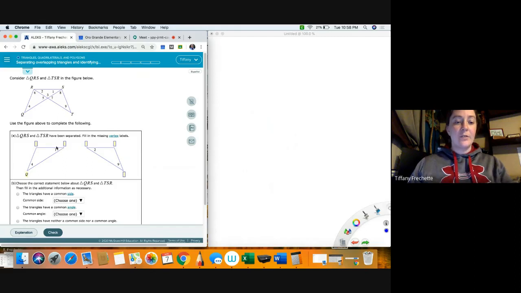And then we're looking for 1. So if I know it's QRS, I'm going to look at Q. R doesn't have a 1 by it, but S does. So I'm going to write S. And then I know the other one has to be R because those are the 3 letters I'm using. All right, so for this one, it tells me that it's TSR. So if I'm looking for angle 2, then I go to angle 2. Well, that's right by R here. So I'm going to write R. And then angle 9 is by T.